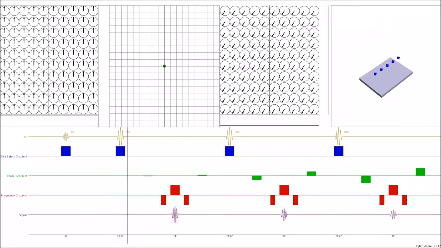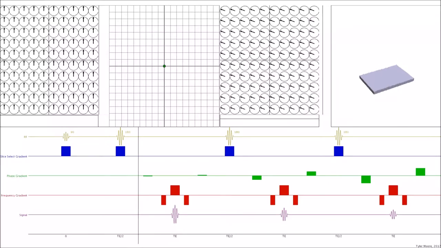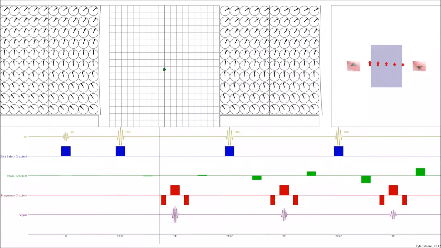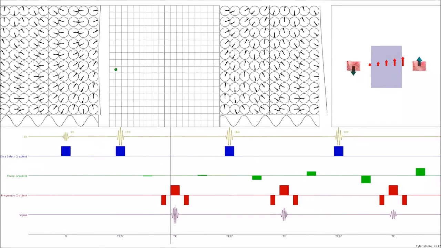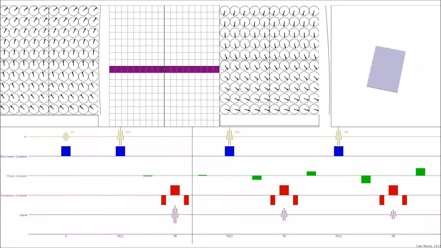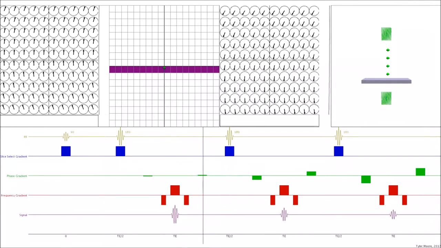Notice that the frequency encoding gradient is always on during measurement of the signal echo, while phase encoding is turned on before and after, but is always off during the signal echo. Now, we should direct our attention to the animations along the top.